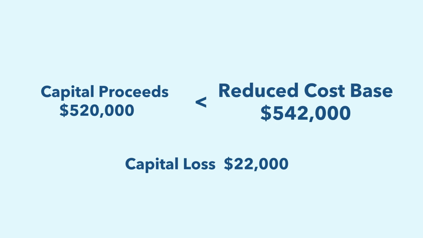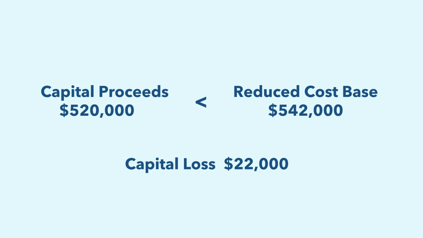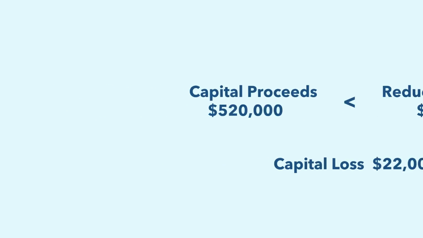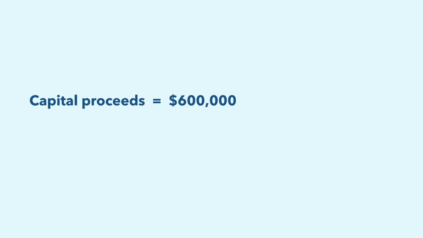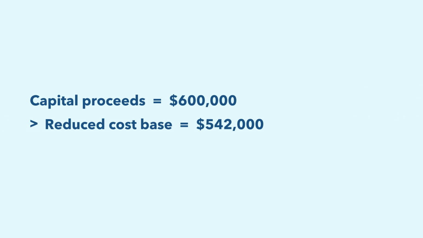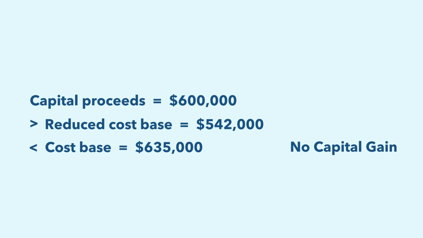Finally, let's pretend that Ms. Smith sold the house for $600,000. This amount is greater than the reduced cost base of $542,000, but less than the cost base of $635,000. In this case, while she has still had a CGT event, she has not made a capital gain or a capital loss.